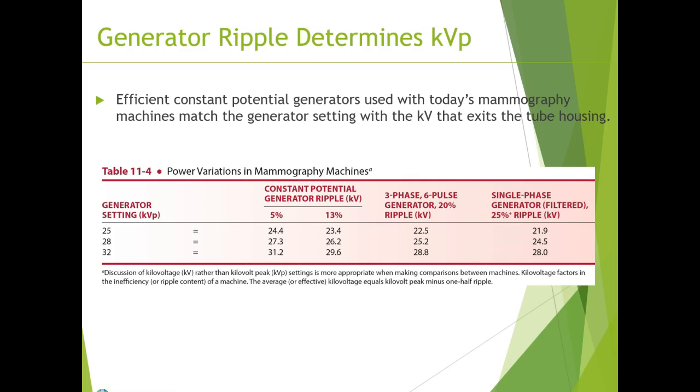Oh, here it is right here. So here's what I was talking about. So the lower the ripple in the waveform, because of the constant potential generator, the more efficient the kV is going to be that actually exits the tube housing to then penetrate the patient. So it's the efficiency of the unit.